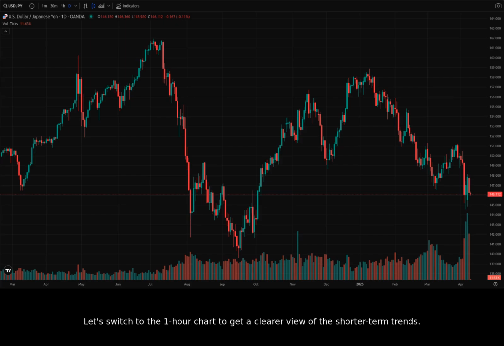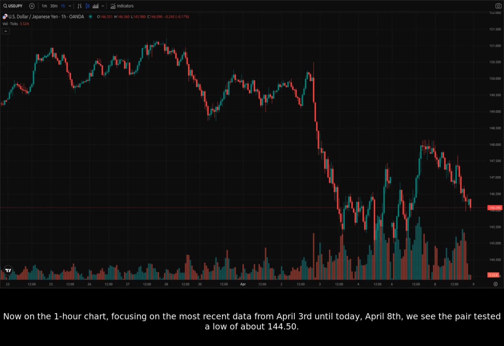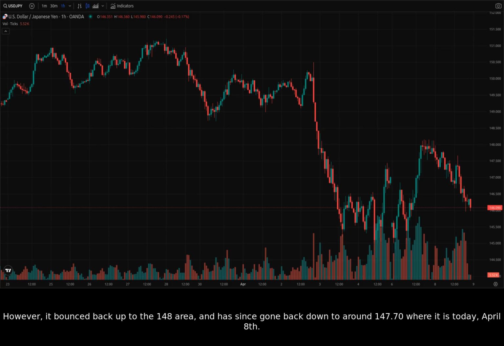Let's switch to the one-hour chart to get a clearer view of the shorter-term trends. We want to look to see what the support and resistance levels are and where it might break out. Now on the one-hour chart, focusing on the most recent data from April 3rd until today, April 8th, we see the pair tested a low of about 144.50. However, it bounced back up to the 148 area and has since gone back down to around 147.70 where it is today, April 8th.